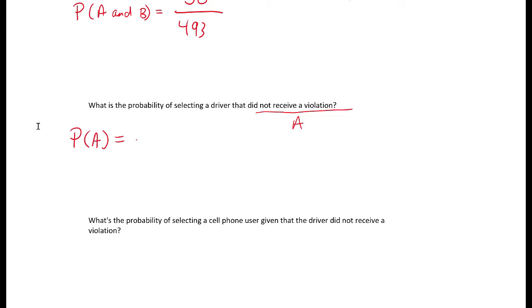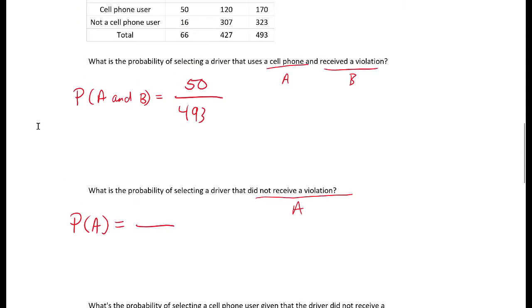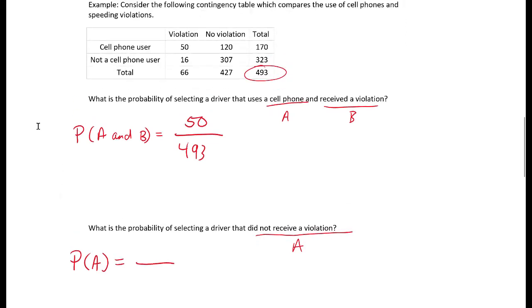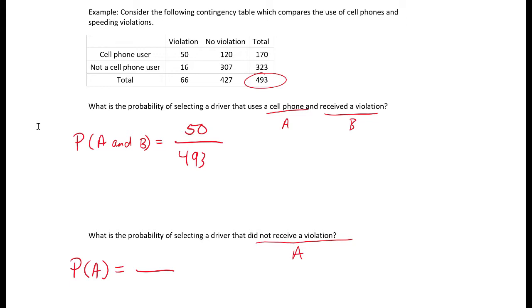So out of everybody, just like before, the grand total was 493 people. I know the top was cut off there. So 493 is our denominator. And our numerator has to be the total number of people who did not receive a violation. Coming down to no violation, we see 427. So the probability of selecting a driver that did not receive a violation will be 427 out of 493.